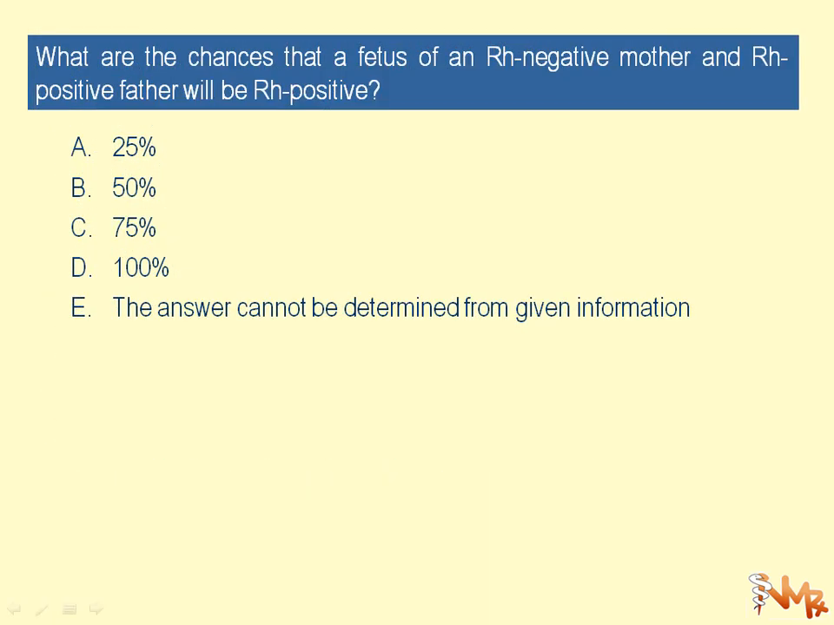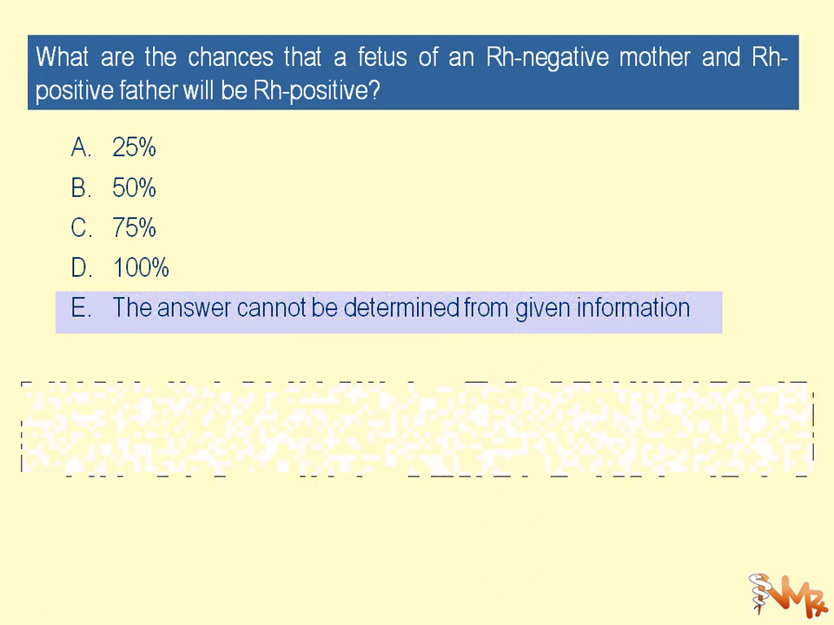What are the chances that a fetus of an Rh negative mother and Rh positive father will be Rh positive? 25%, 50%, 75%, 100%, or the answer cannot be determined from the given information? Actually, the best answer should be option E.